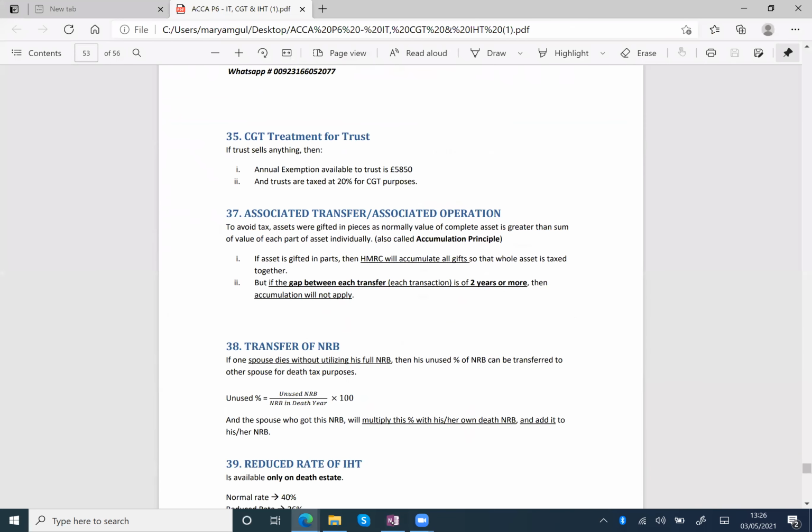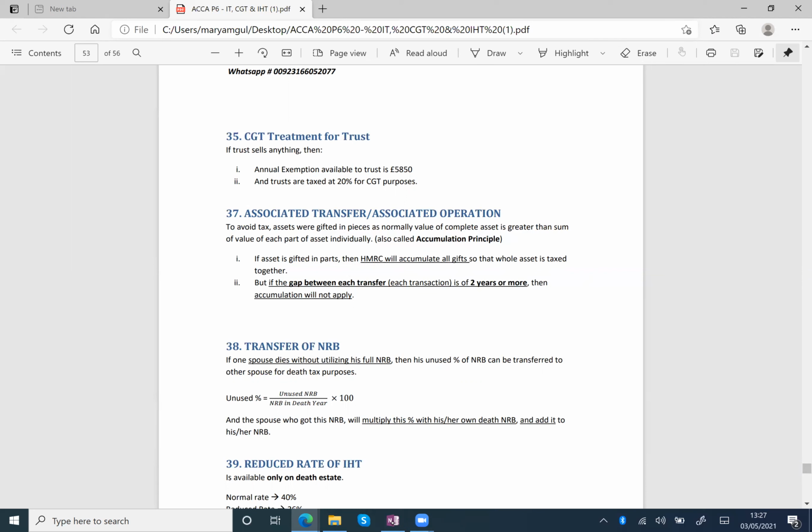Next topic is CGT treatment for trust. One time in your exam scenario, examiner asked whether trust will pay the CGT. Yes, trust will pay the CGT, and whenever trust sells something, trust will pay the CGT. Annual exemption for an individual is right now 12,300. We individuals get the annual exemption, but for trust it is divided by 2, make it half. So please make it 6150, not 5850. Now it is changed, 6150.